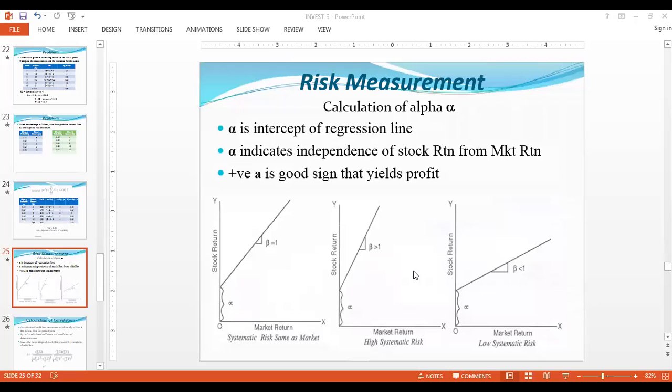If my beta value is 0.5, what does it indicate? If the market goes up by 10%, my stock will just increase by 5%. So beta indicates the sensitivity of your stock. Are you able to understand?